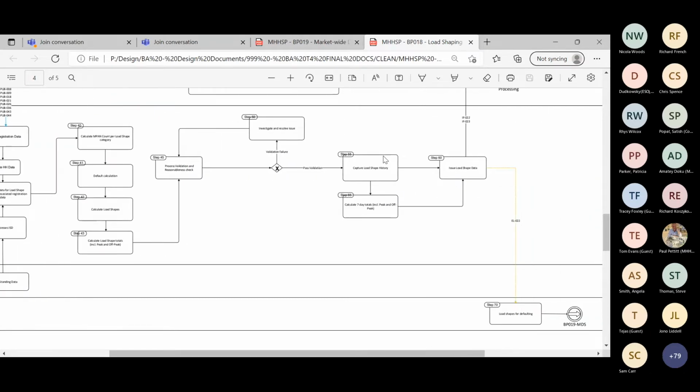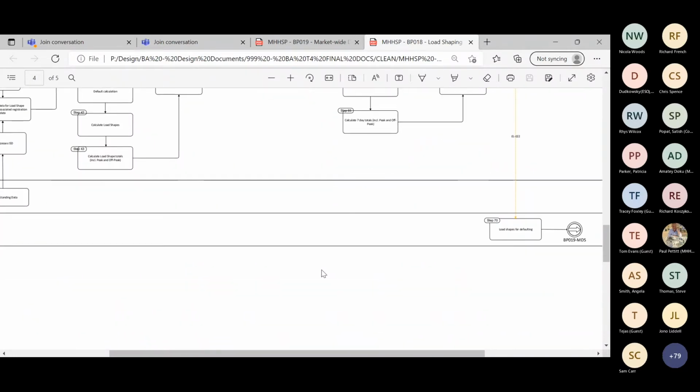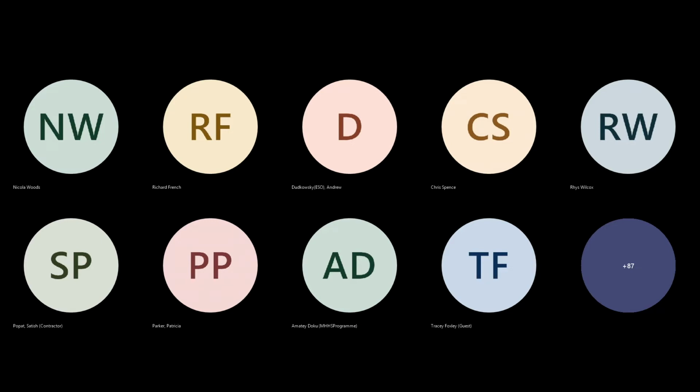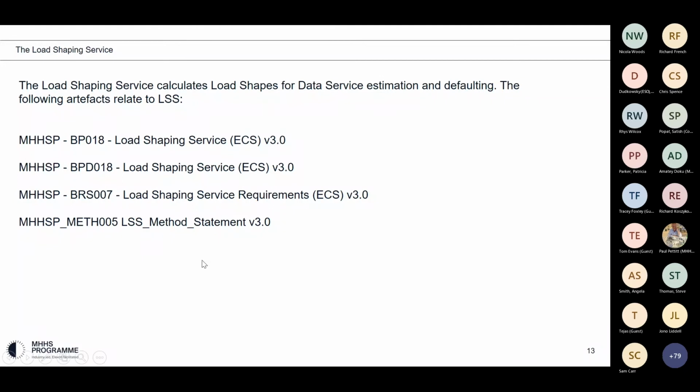Once any issues have been resolved, that data will get stored, and once everything's okay, that then gets published onto the data integration platform using these two interfaces: Interface 22, which is the load shapes by period, and 23, which is those totals which I just mentioned. Are there any questions on the load shaping service?